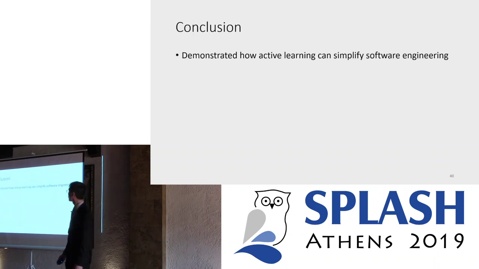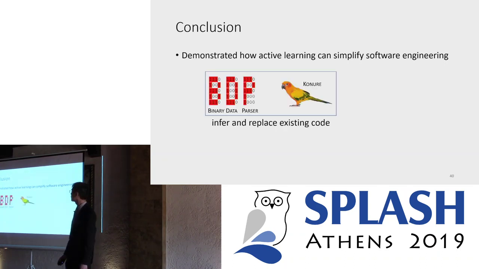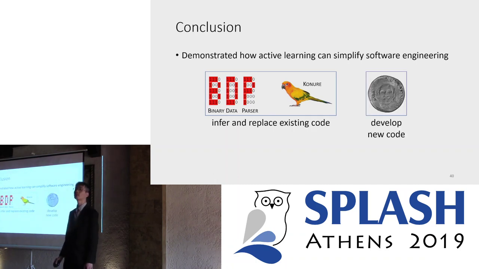So in this talk, what I've shown is how active learning can simplify software engineering. With binary data parser and Konya, we've shown how we can infer and replace existing code. And with NERO, we've shown how it can speed up developing new code. And together, these have the potential to revolutionize programming.